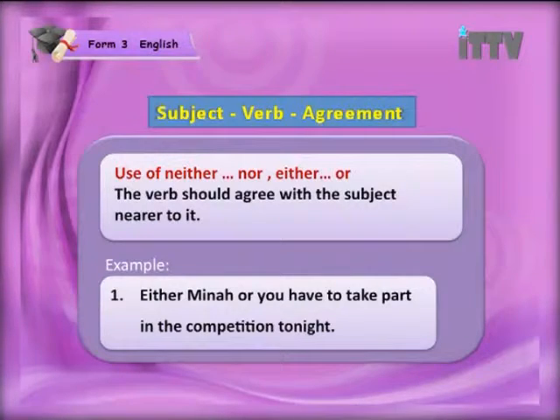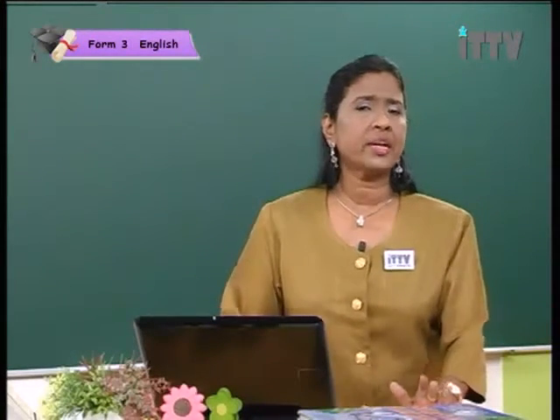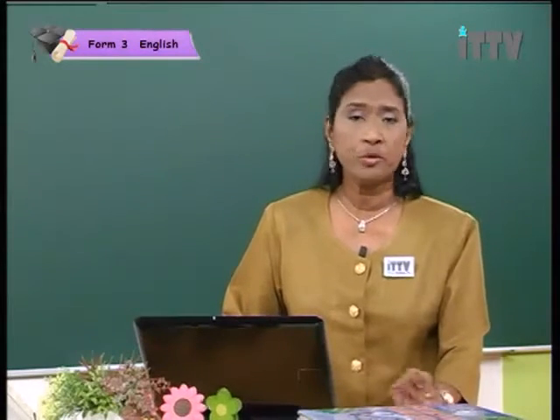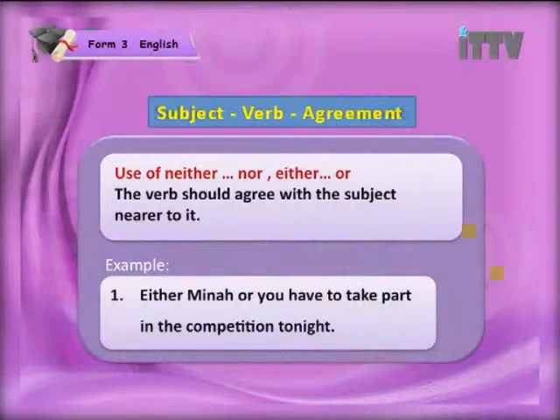Now, students, you will see that we are all the time emphasizing that the verb should agree with the subject. That is a very, very important rule. If you can remember that rule, you will not go wrong in your grammar. Students, look at the example. Either Meena or you have to take part in the competition tonight.